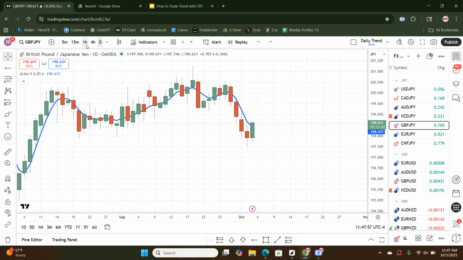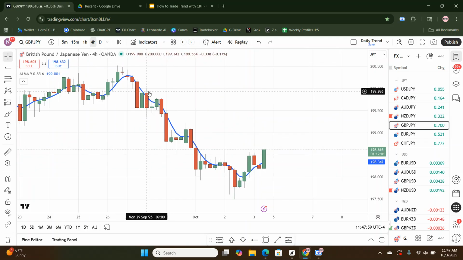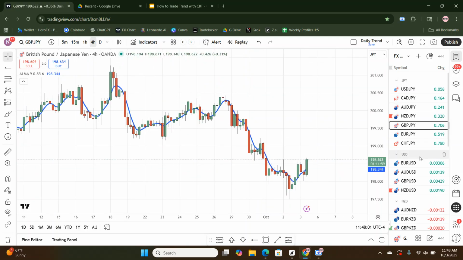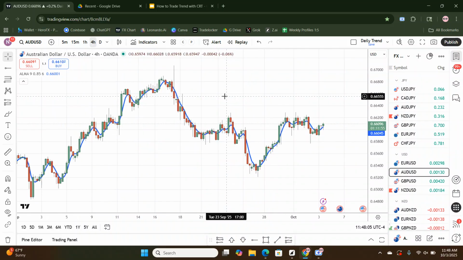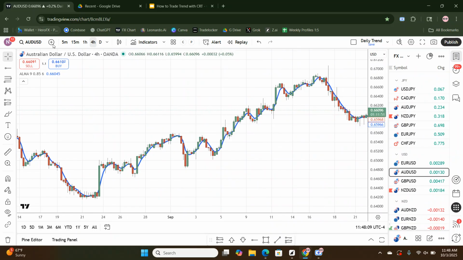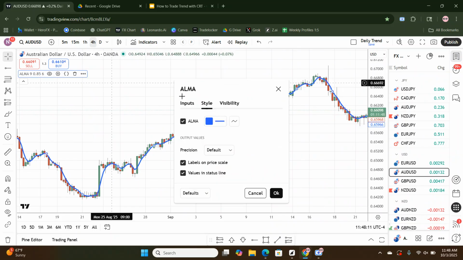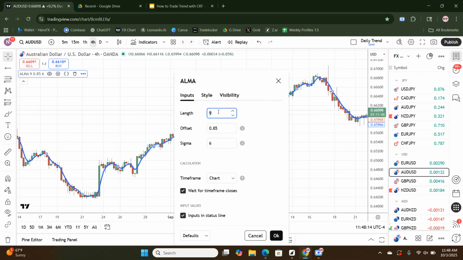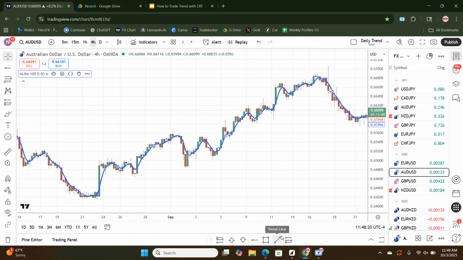Since it is so close, though, what I'll do is drop down to a 4-hour and see if we can find something on a different pair. Let's say Aussie dollar. And yeah, this thing is really on price, really just too close. So I'll tell you what, I will increase the input to 100 because we already did a 200. We did a 50. Let's try 100, see what that gets us.